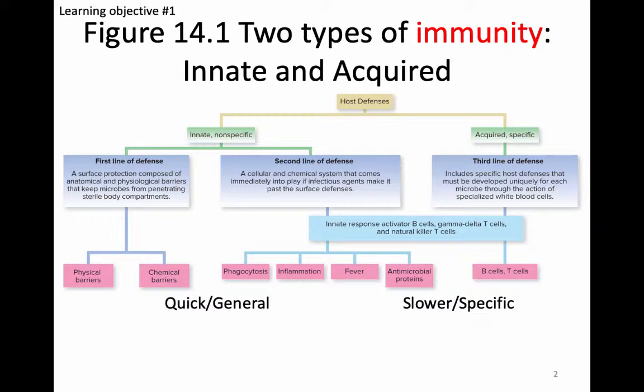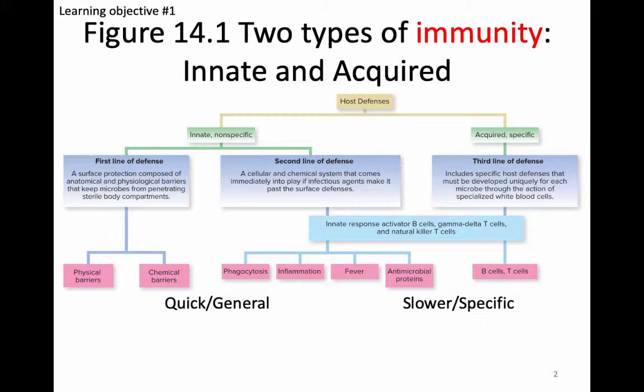They are the host's defenses. And we have two arms of immunity. In Chapter 14, we'll discuss innate or nonspecific immunity, which is comprised of the first line of defense and the second line of defense. In Chapter 15, we'll discuss acquired or specific immunity, which is comprised of the third line of defense. The difference between innate and acquired immunity is that innate immunity is present at birth. It does not change throughout our lives. It's a very quick and immediate response to microbial invasion, but it is also general. So all microbes will be responded to in the same fashion by the innate immune system.